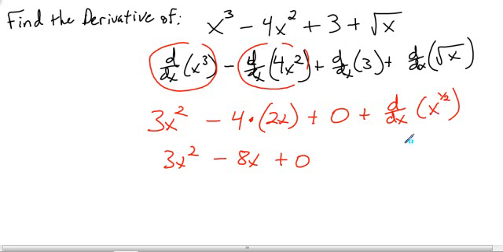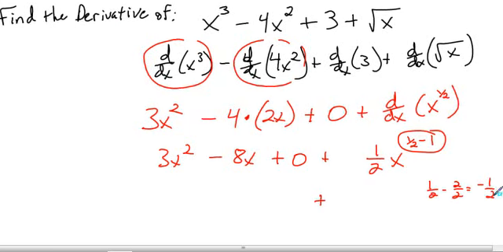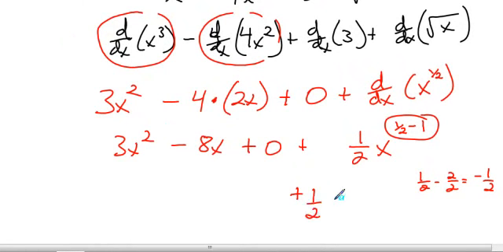And now I'm going to use the power rule. The power rule tells me I'm going to drop the 1/2 out in front, so it's going to be 1/2 times x to the 1/2 minus 1. I have to convert that into like fractions up top, so it's 1/2 minus 2 over 2, which gives me a negative 1/2. So I'm left with the 1/2 out in front as a leading coefficient, x raised to the negative 1/2. And I have my 0 here, which I know I can drop: 8x minus 3x squared.